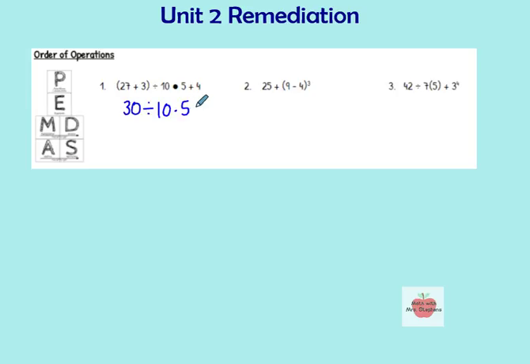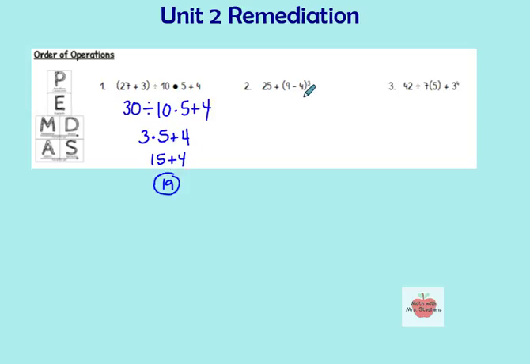Then I see I have multiplication and division. We need to do those from left to right. So 30 divided by 10 is 3. 3 times 5 is 15. 15 plus 4 is 19.